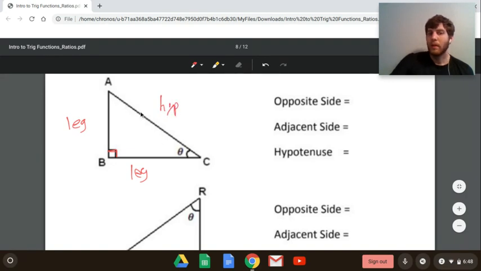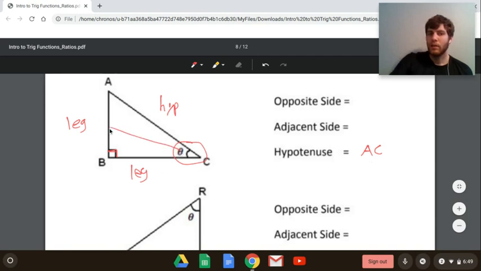Okay? So the hypotenuse never changes. In this right triangle, it's always going to be AC. AC is always the hypotenuse in this right triangle because it is across from the right angle. To find the opposite and adjacent, we need to look at the two legs and we need to look at the angle in question. So if we're looking at angle theta, opposite means across, adjacent means next to. We know that AC is not an option because AC is the hypotenuse. We already know that. So we're just looking at AB and BC.